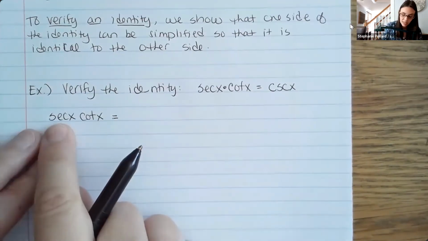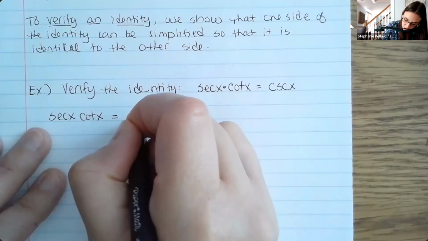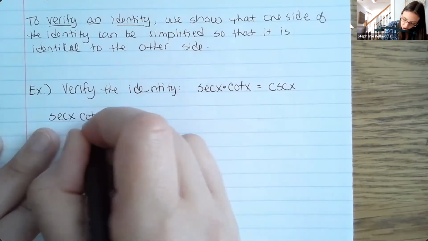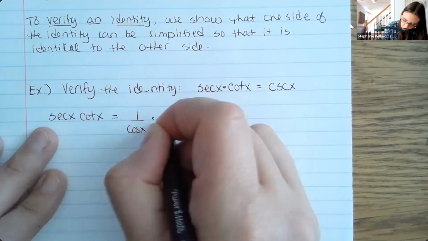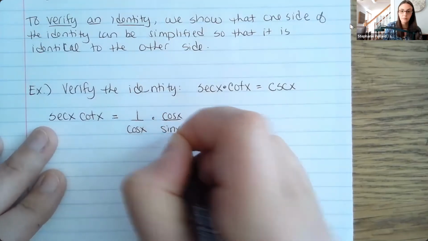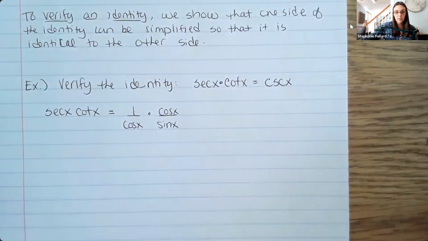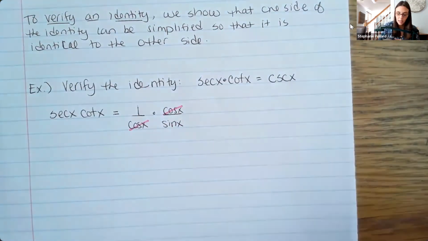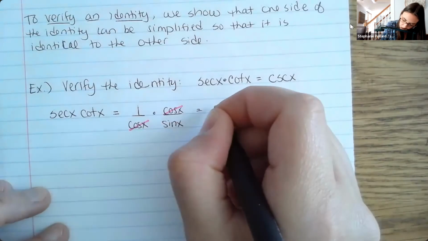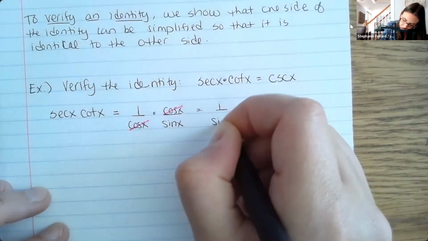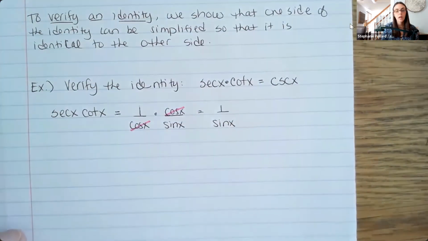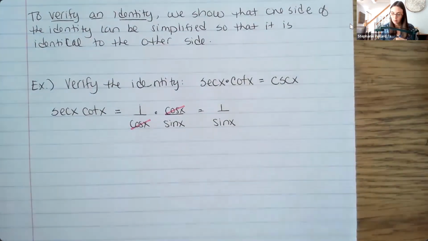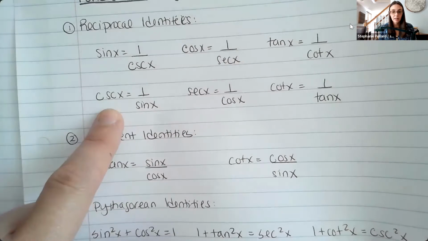So I'm going to change secant to 1 over cosine of x. And then I'm going to change cotangent to cosine of x over sine of x. And what you're going to notice then is that the cosine over cosine will cancel, and I'm left with 1 over sine x. But 1 over sine x, by definition, is cosecant.